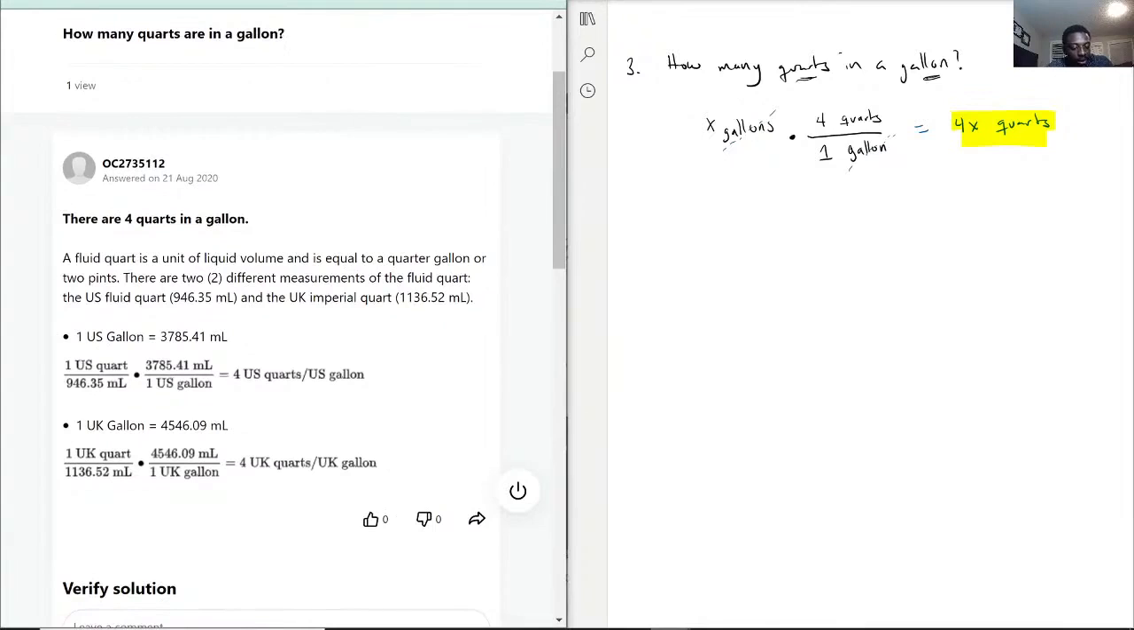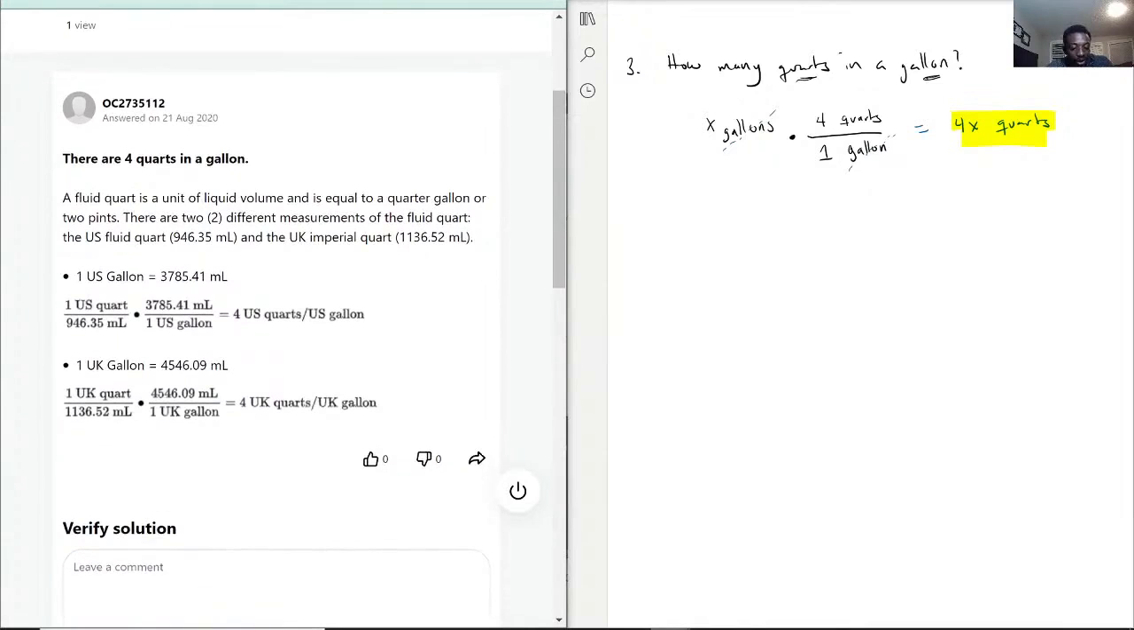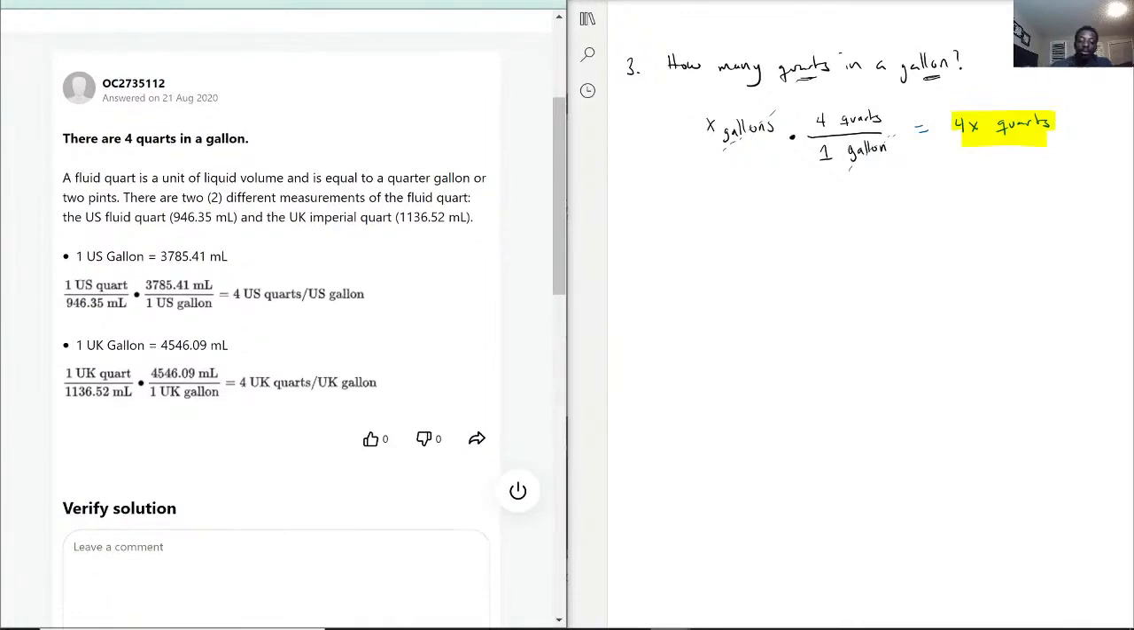Yes, okay, exactly. Oh, there's 2 different types of quarts. I did not know that there were different types of quarts and gallons. Good to know. Hopefully they're not going to ask you how many US quarts are in a Canadian gallon or a UK gallon, for example. That would be a headache of a question.